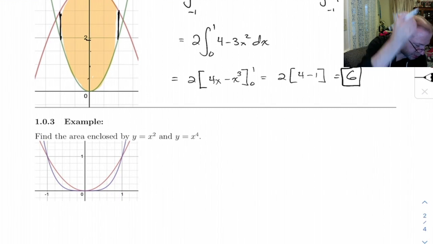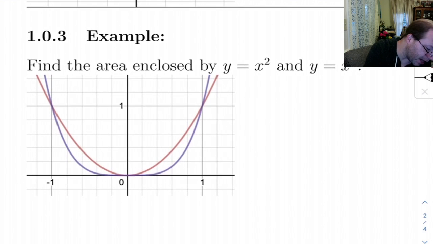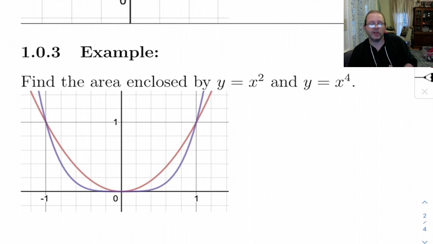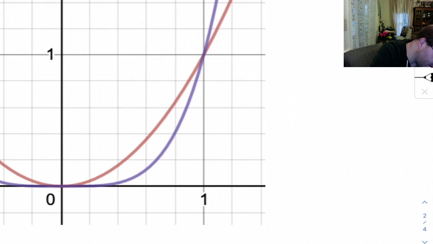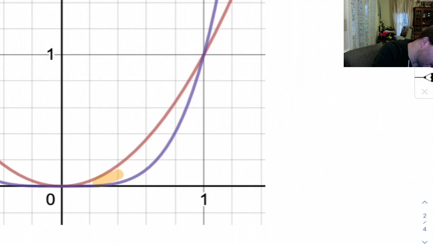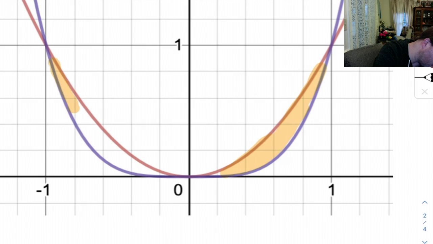All right, let's do this problem. Find the area enclosed by y equals x squared and y equals x to the fourth. All right, so that's already graphed out for us here, and we can use the same sort of symmetry trick here. So let's just find the area inside of here. I guess I should shade both of them since it's asking for the whole thing. But I'm just going to set it up as the area of one of these things and double it.